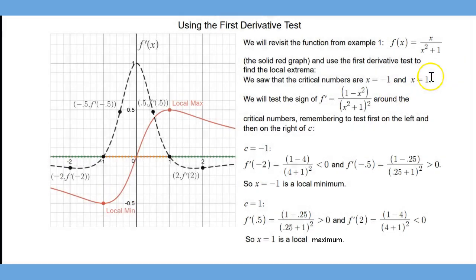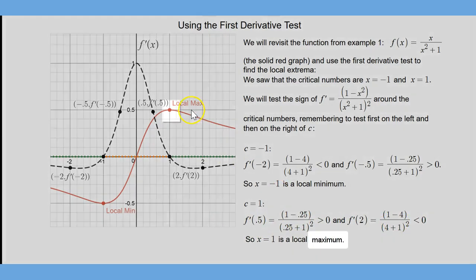Likewise, we do the same with x equals 1. We test to the left of 1 and to the right of 1, and we put those in the first derivative. The first derivative is positive to the left of 1 and negative to the right of 1. So I have a local maximum.